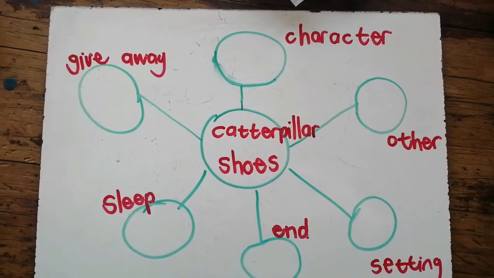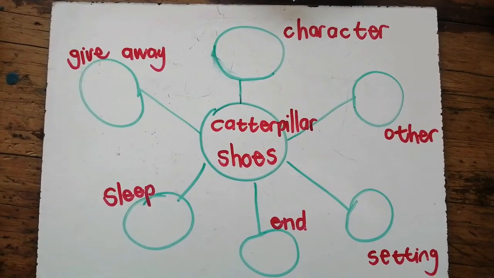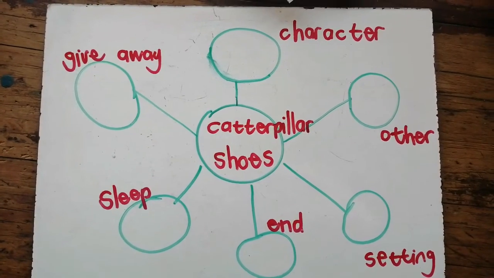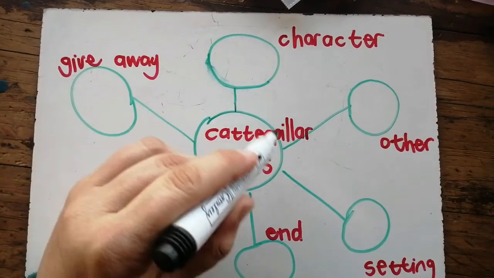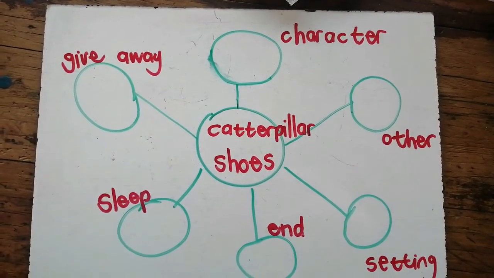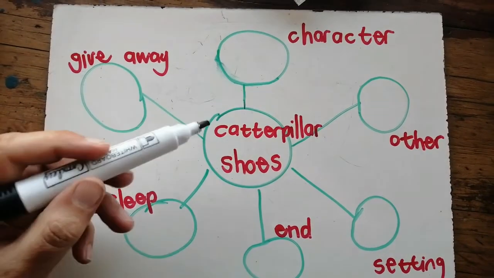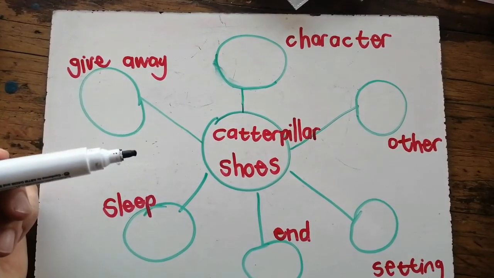So this week, we are going to look at a story called Caterpillar Shoes. And I want you to fill in your brain map and tell me all about what you think the important bits of this story were. Let me do a bit of a brain map with you on the story that we did this week. Now, in the middle, it tells us what we are busy with. And this week, we are busy with Caterpillar Shoes.